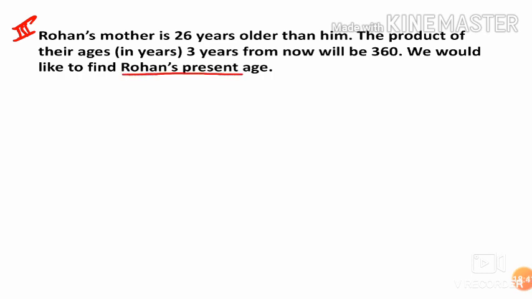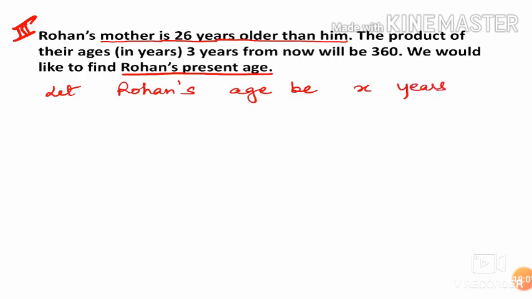So Rohan's present age is the unknown quantity, and mother's age from the first sentence can be expressed in terms of Rohan's age. So let Rohan's age be x years. Therefore, read the first sentence. Rohan's mother is 26 years older than him. So mother's age will be x plus 26 years.